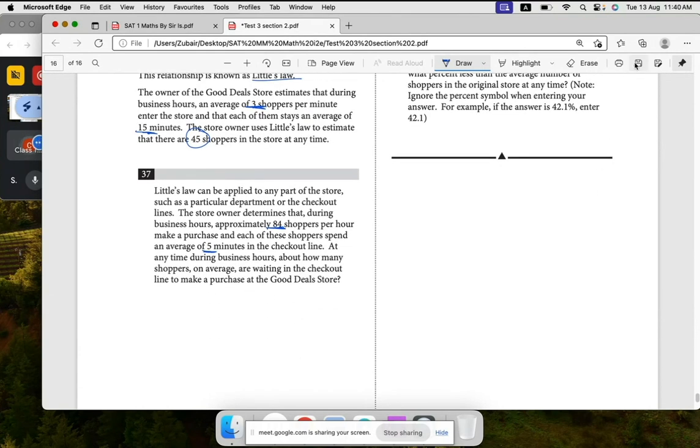I hate this question. So 84 shoppers per hour make a purchase. 84 per hour divided by 60, I'm getting 1.4 per minute. And they were spending 15 minutes already in the store. So we are supposed to have 21 shoppers in the store. And an average of 5 minutes in the checkout line. 7 in the checkout line.